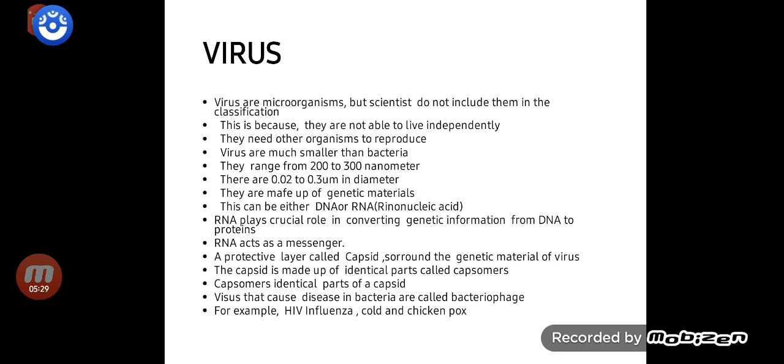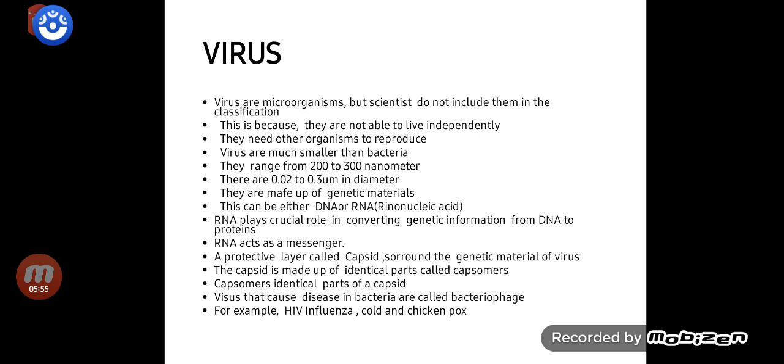A protective layer called a capsid surrounds the genetic material of a virus. The capsid is made up of identical parts called capsomeres. A capsomere is an identical part of the capsid. Viruses that cause disease in bacteria are called bacteriophages.